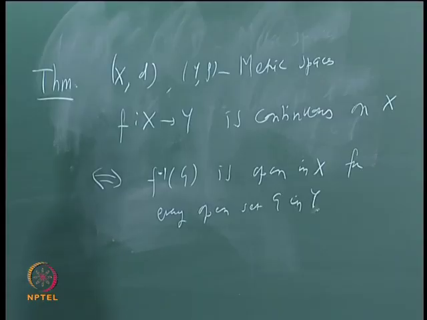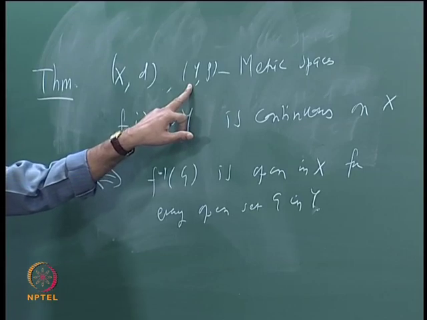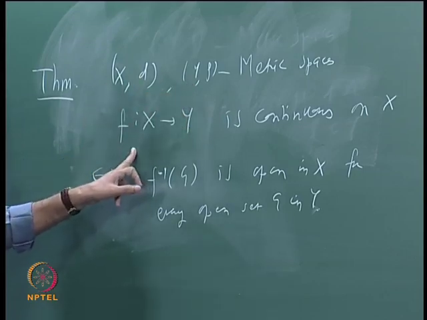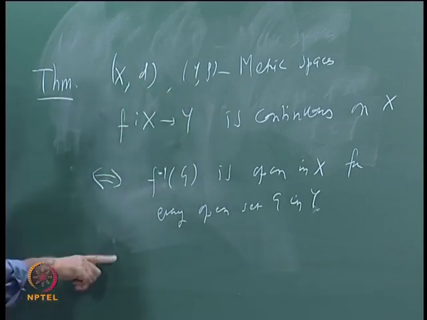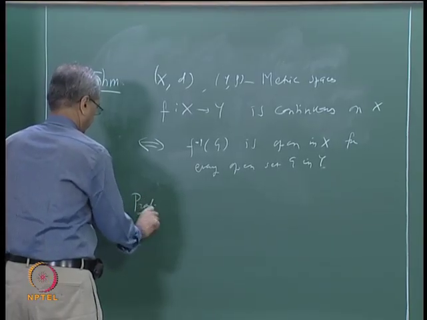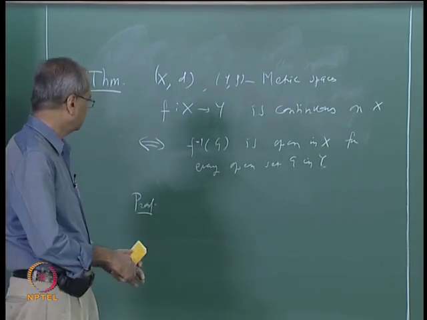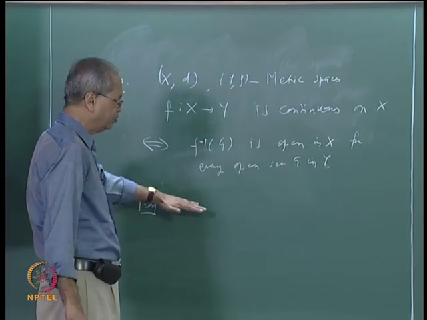In other words, this means that if G is an open set in Y, F inverse G is an open set in X. All right. Let us see how we can prove this. Now we can observe one more thing even before going to the proof of this.